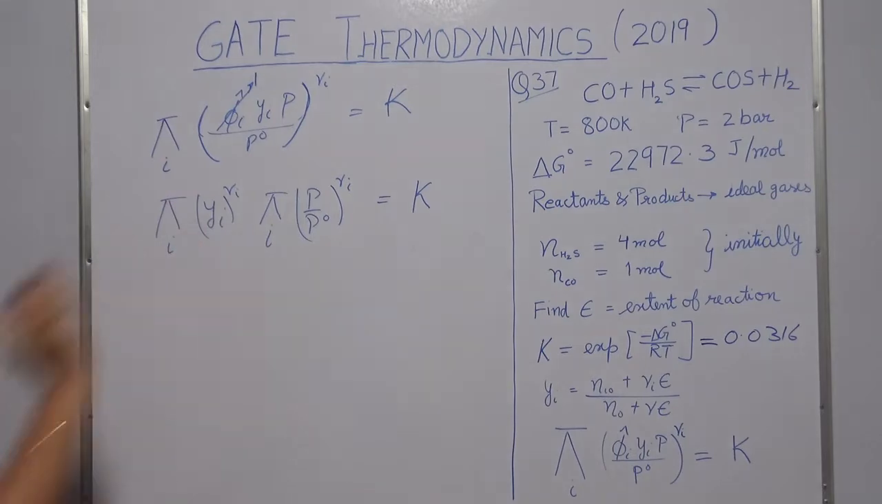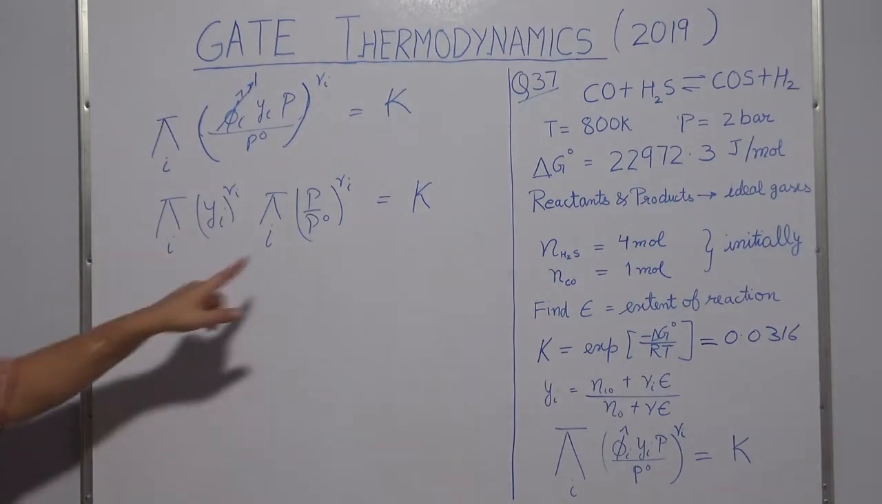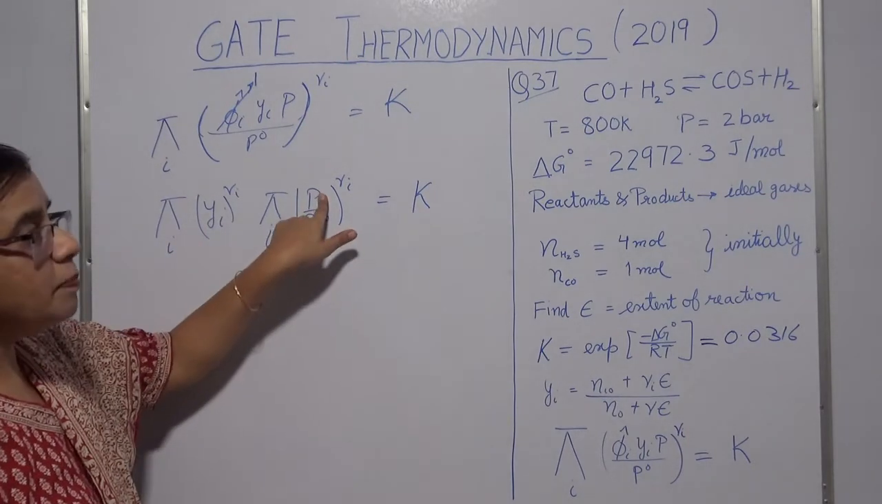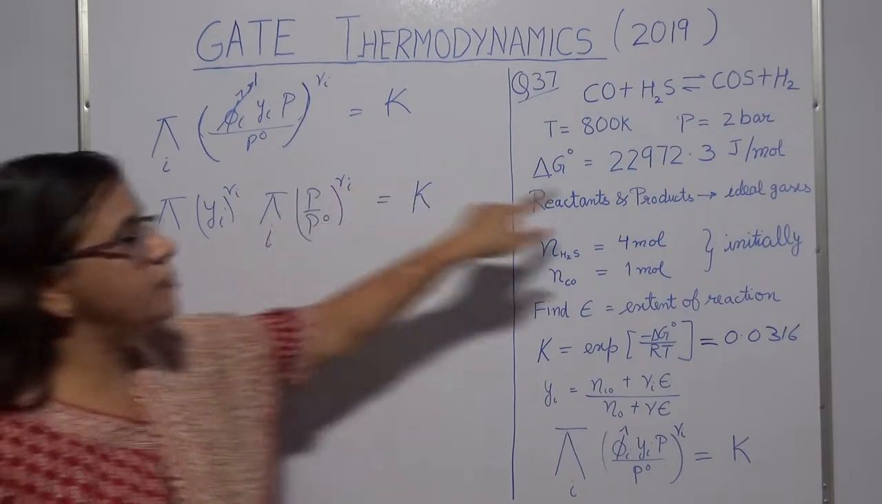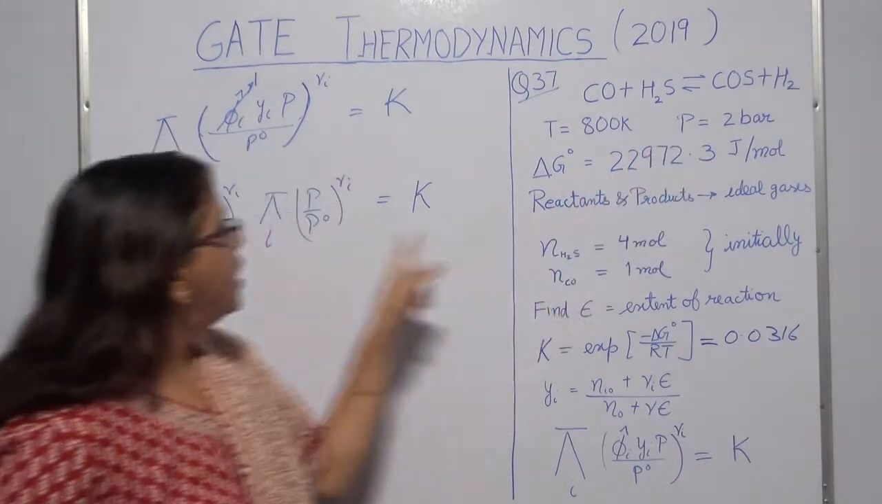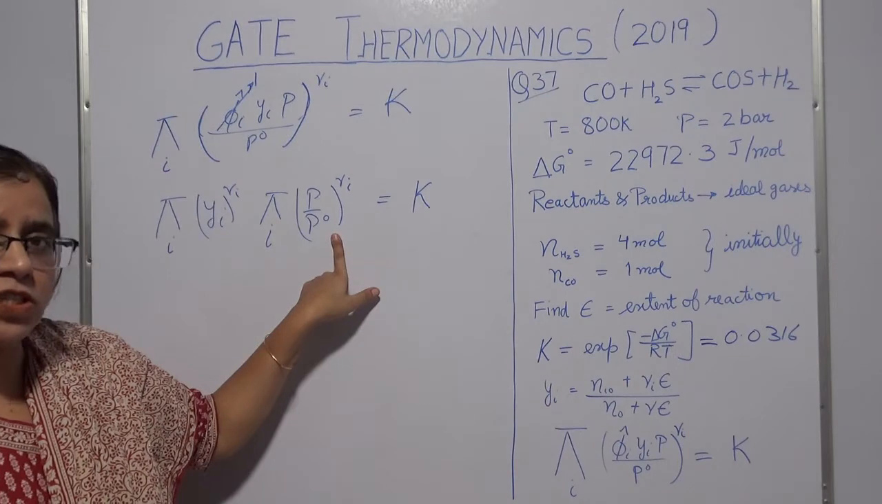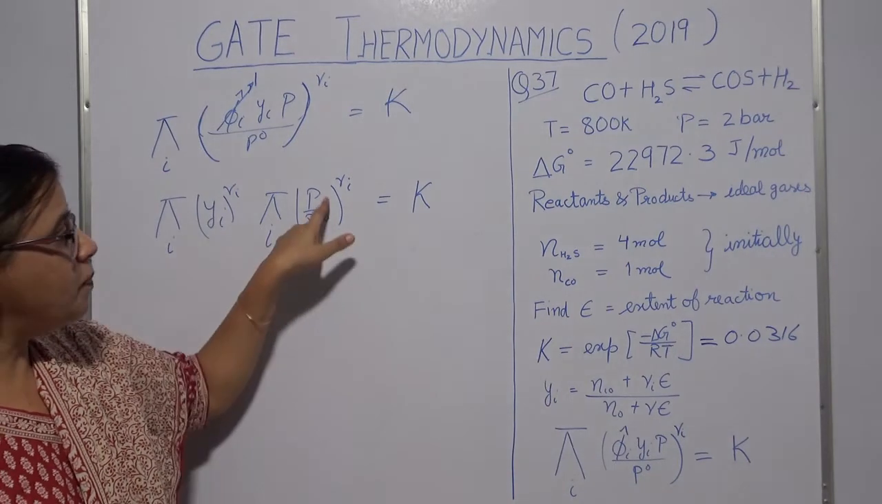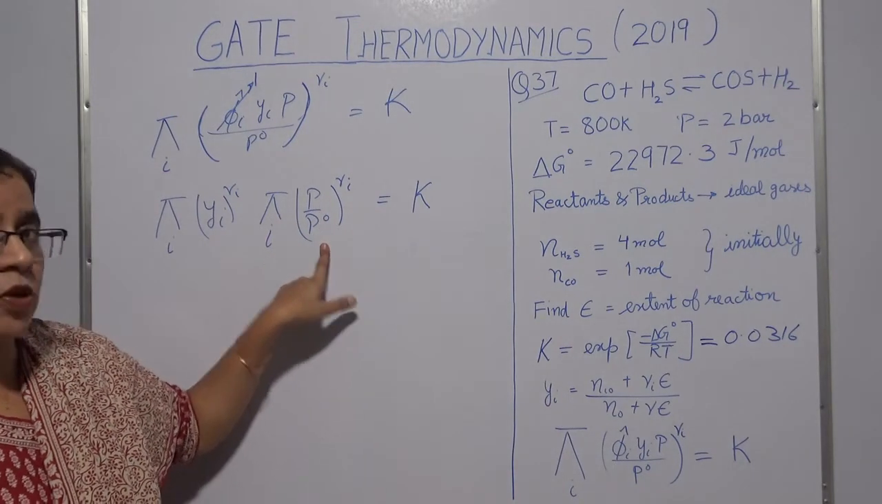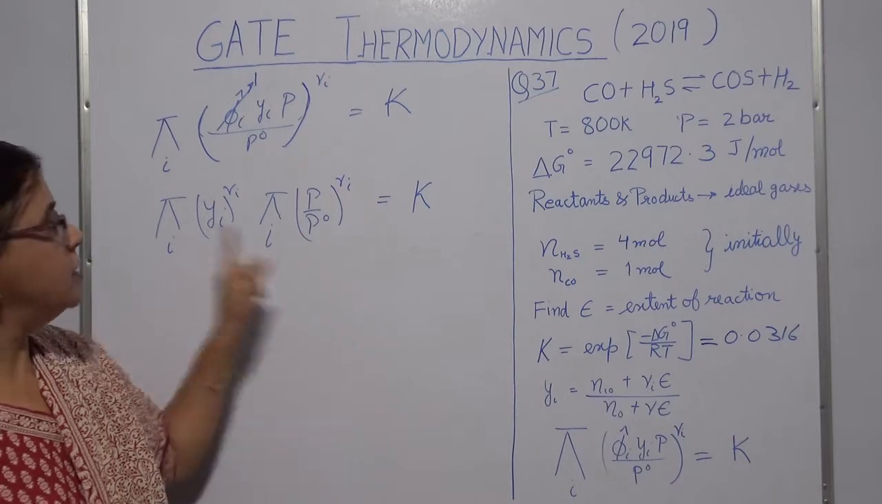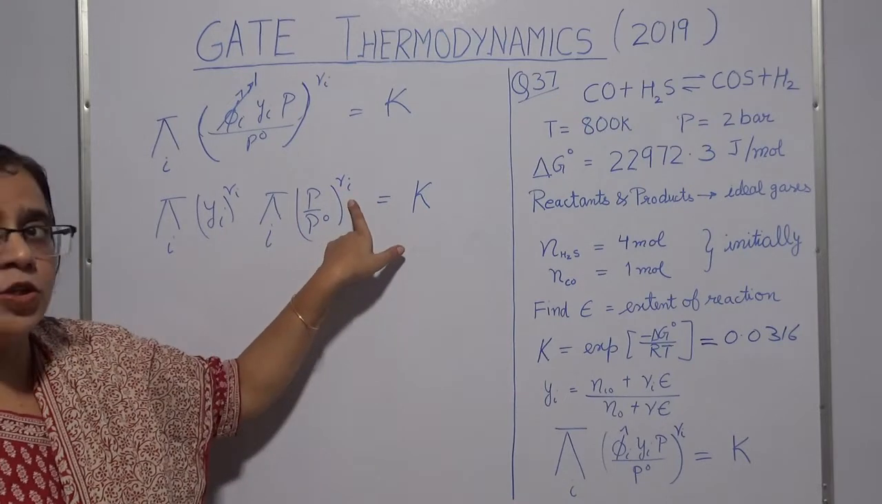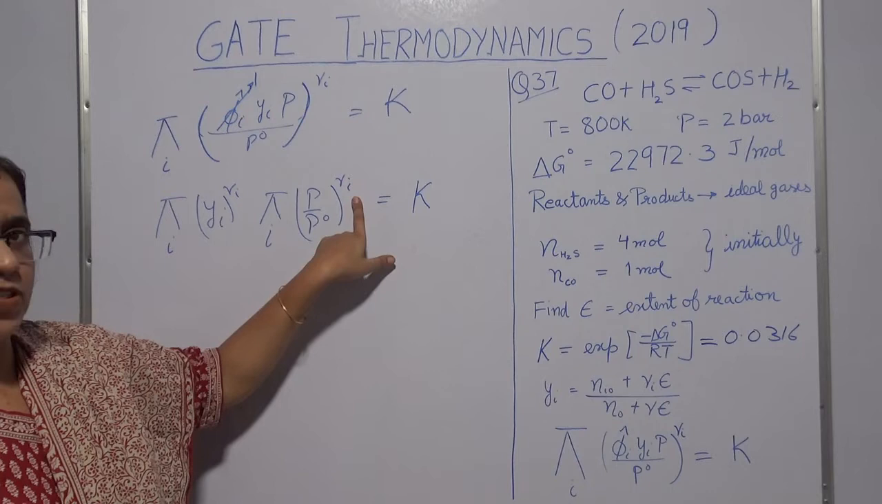Now let's simplify this term. Your P upon P naught: P is the pressure of the reaction, which remains constant throughout the reaction, and P naught is the standard pressure, which is taken as 1 bar. So P upon P naught essentially remains constant. The only thing which changes with the species is your nu_i, that is, your stoichiometric coefficient.